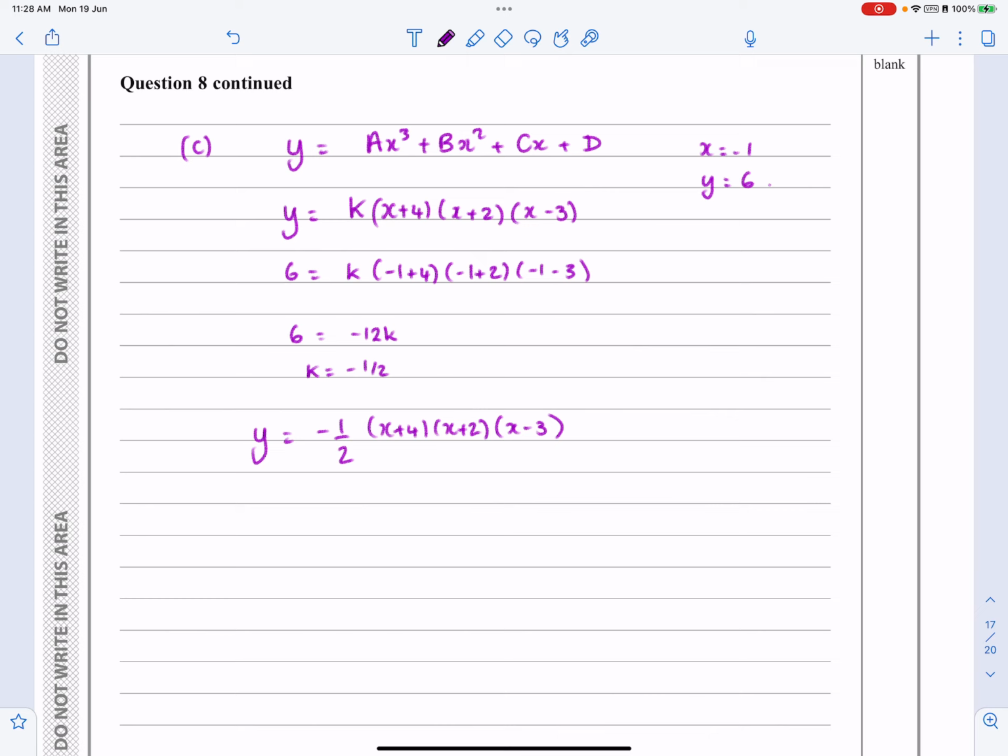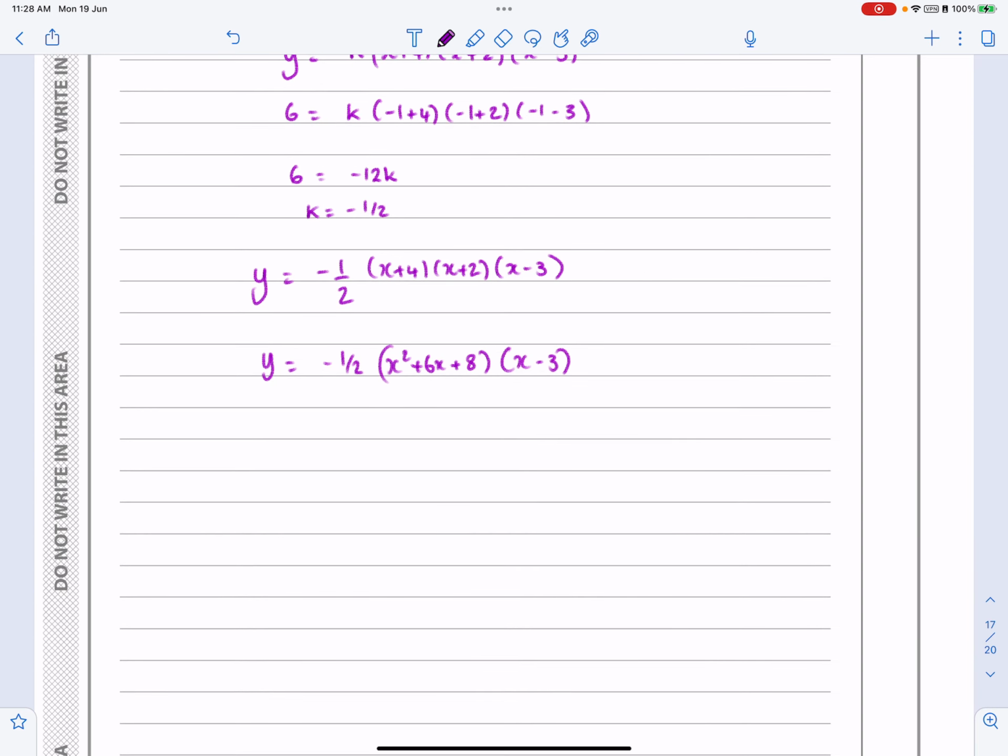Entirely up to you the way that you do it. I'm going to multiply those two together first, and then once I've got that quadratic, I'll multiply that by x minus 3. I'm not going to take any time over doing something like that. You should be able to do this fairly straightforward. (x plus 4) times (x plus 2) gives us x squared plus 6x plus 8 times (x minus 3). By all means, take a little bit more time over that if you need to, but I don't particularly.